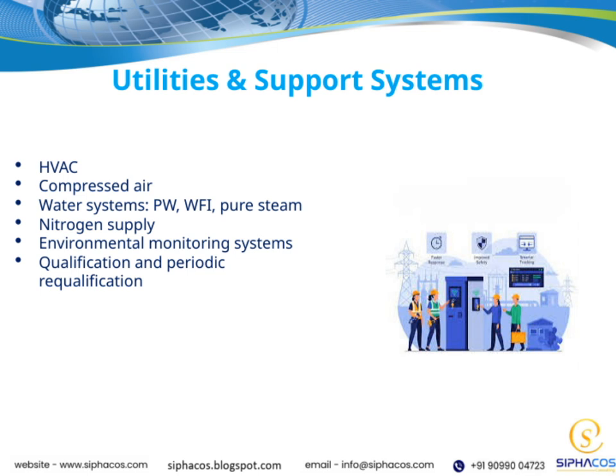When we consider water systems, we rely on pure water, water for injection, and pure steam. These are crucial for ensuring the quality and safety of our products. Nitrogen supply is another key component, providing inert atmospheres when needed to prevent contamination. Environmental monitoring systems are also vital. They help us continuously track conditions and ensure everything remains within the specified parameters.